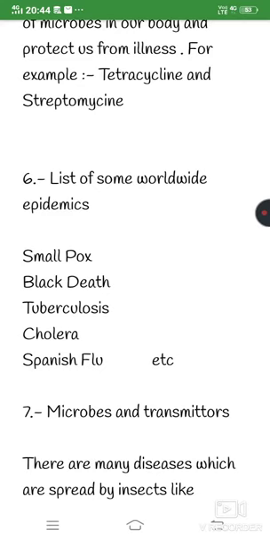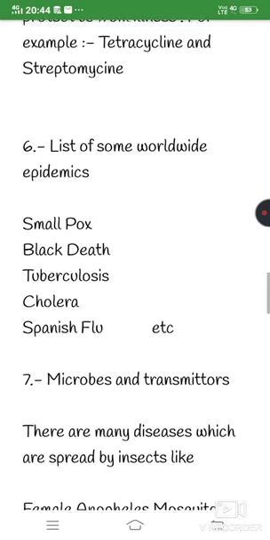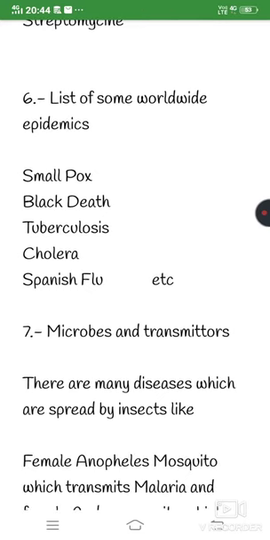Okay. So number three is tuberculosis. Tuberculosis was also one of the epidemics, but it killed somewhat fewer than smallpox. Okay. Cholera was also spread when tuberculosis spread after that. Okay. Spanish flu was one of the most dangerous epidemics, which spread in Spain. Okay, it killed more than half a million people.